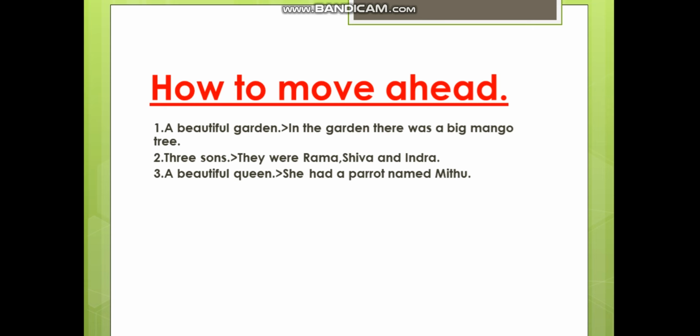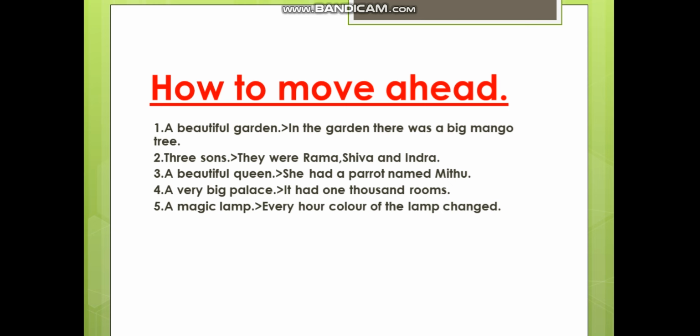So simple. Once upon a time there was a king. He had a beautiful queen. She had a parrot named Mittu. See how the next sentence is connected to the previous sentence. Now see, once upon a time there was a king. He had a very big palace. Next sentence, it had 1000 rooms. A magic lamp. Every hour color of the lamp changed.